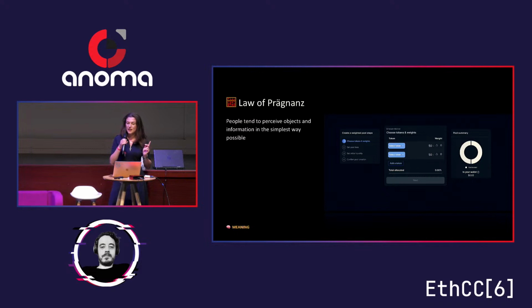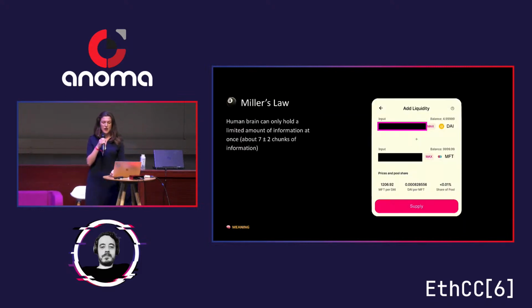Now, here on this slide, we have an example of the creation of a new Balancer liquidity pool. The UI needs to help the user's cognitive load and working memory because the human brain can only hold a limited amount of information at once. But how much? Well, it could be limited. It could be around 7 plus minus 2 chunks of information.